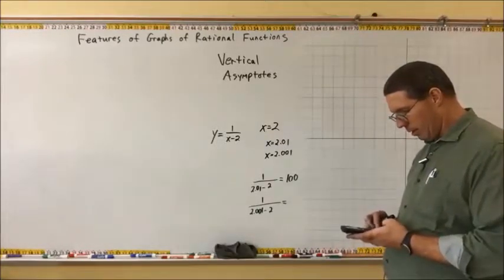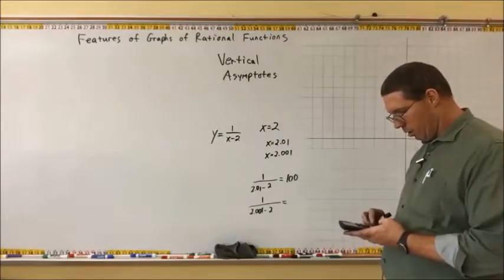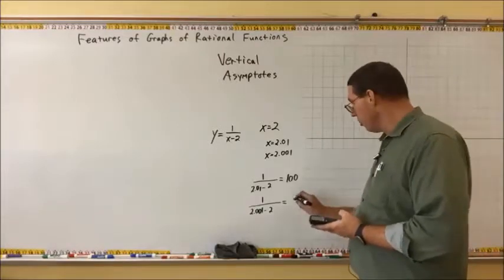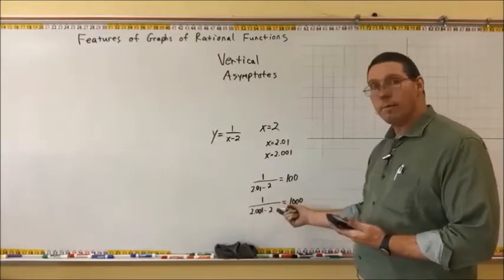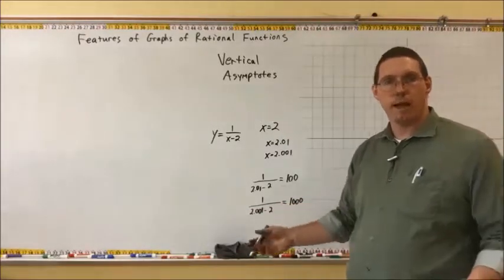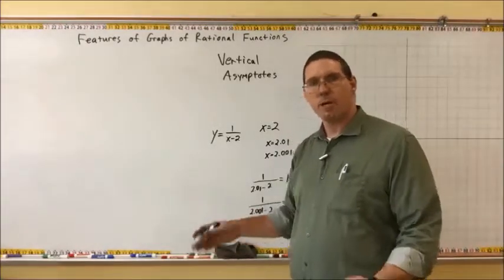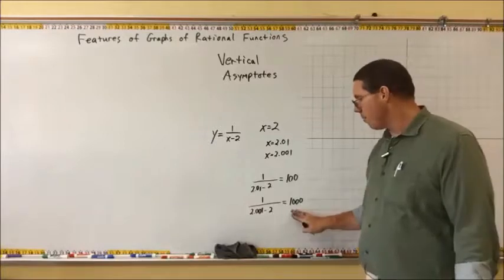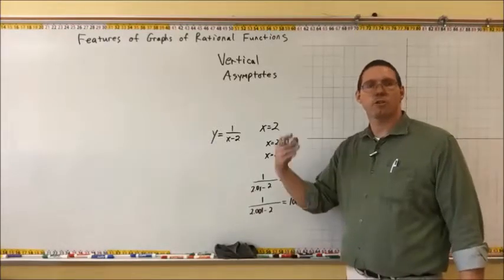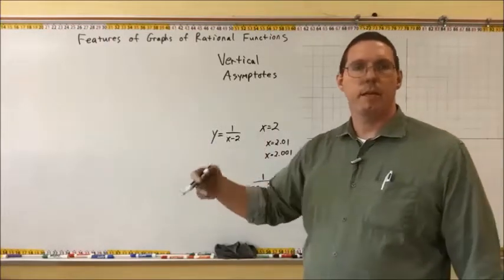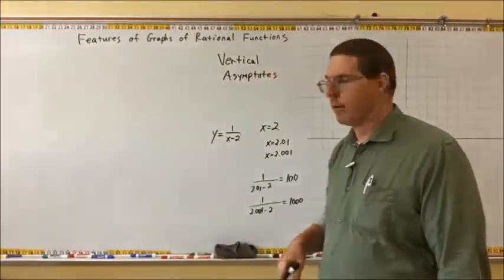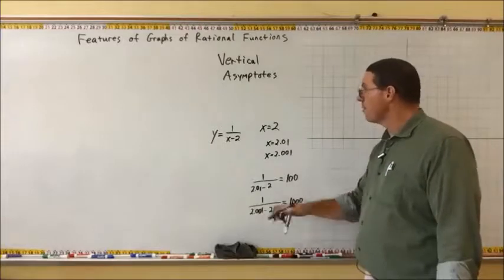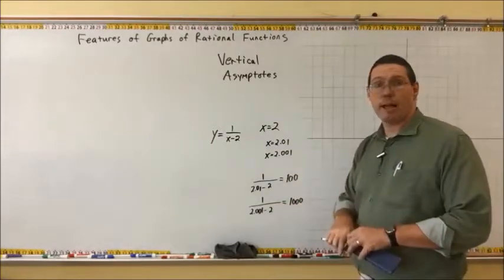1 divided by 2.001 minus 2 is equal to 1,000. And if I did 2.0001 minus 2, it would be 10,000, then 100,000, then 1 million. As we get closer and closer to 2, the output values become larger and larger and larger. 1 million, 10 million, 100 million, 1 billion, 1 trillion, quadrillion, etc., etc. Okay? That indicates right there a vertical asymptote.